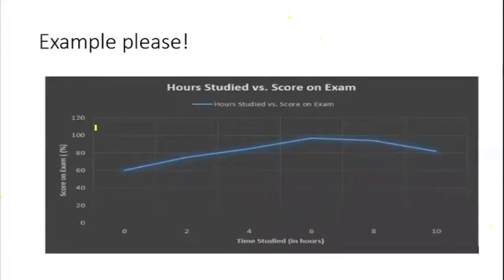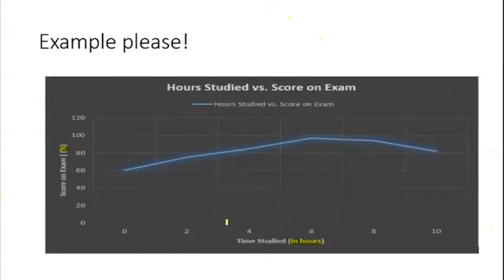And then our dependent variable, our expected output from this experiment, would be your score on the exam. You would also see here units of measure enclosed in parentheses. This should also be indicated. The unit of measure for your score on an exam is percentage.